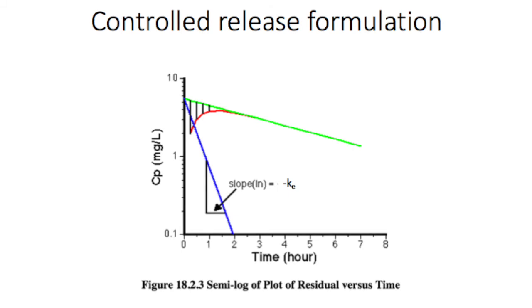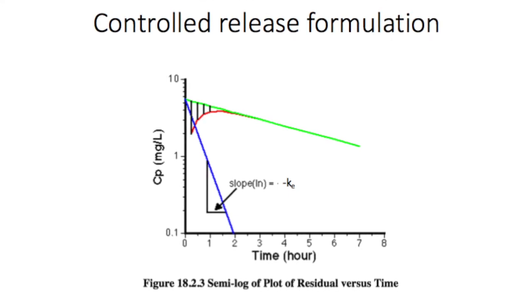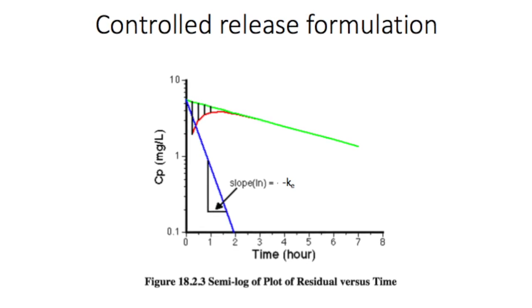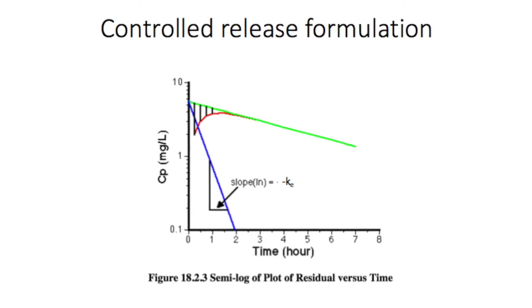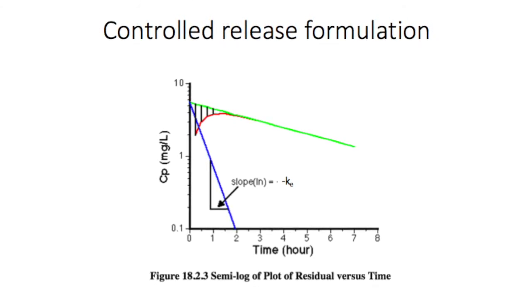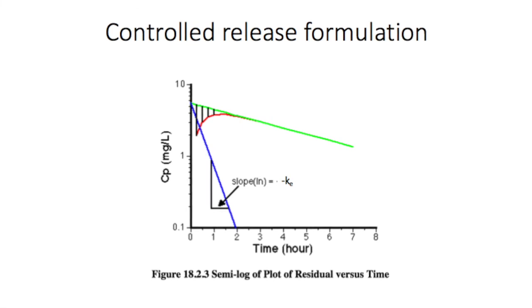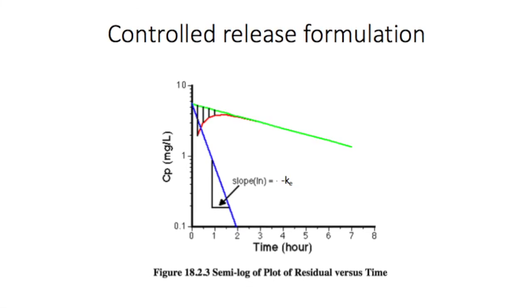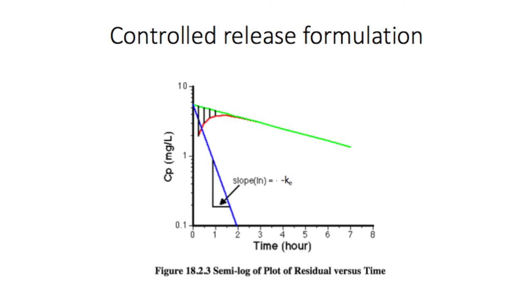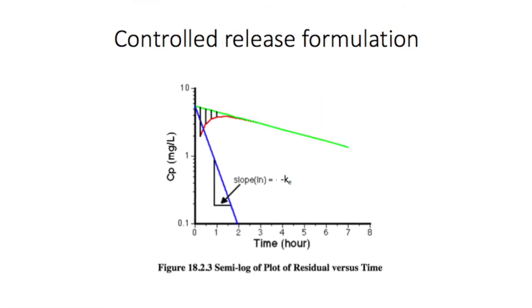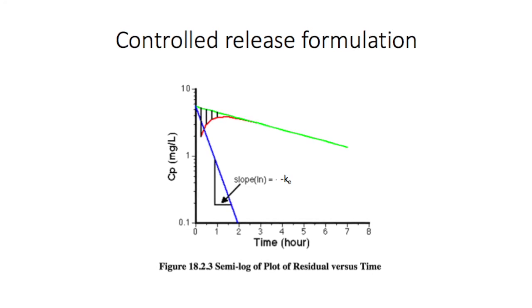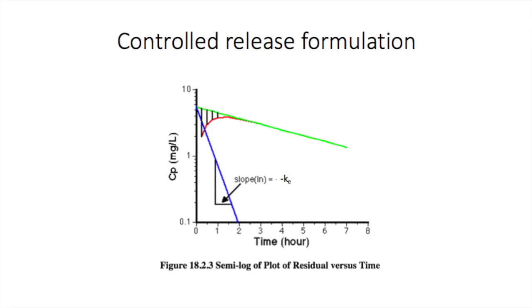But when we have flip-flop kinetics, the terminal portion of the plasma drug concentration profile represents absorption because the drug cannot leave the body faster than it's being absorbed, and its slope on a semi-logarithmic scale is the absorption rate constant. As a result, that line that we calculate through the method of residuals during the initial portion of the time concentration curve represents the elimination processes, and its slope is the elimination rate constant.